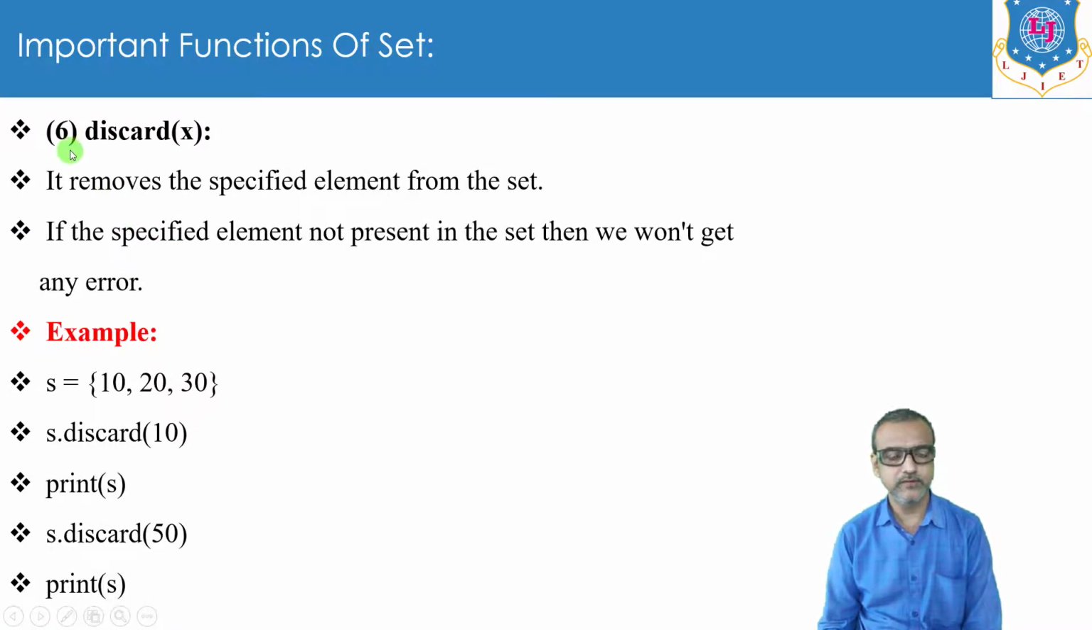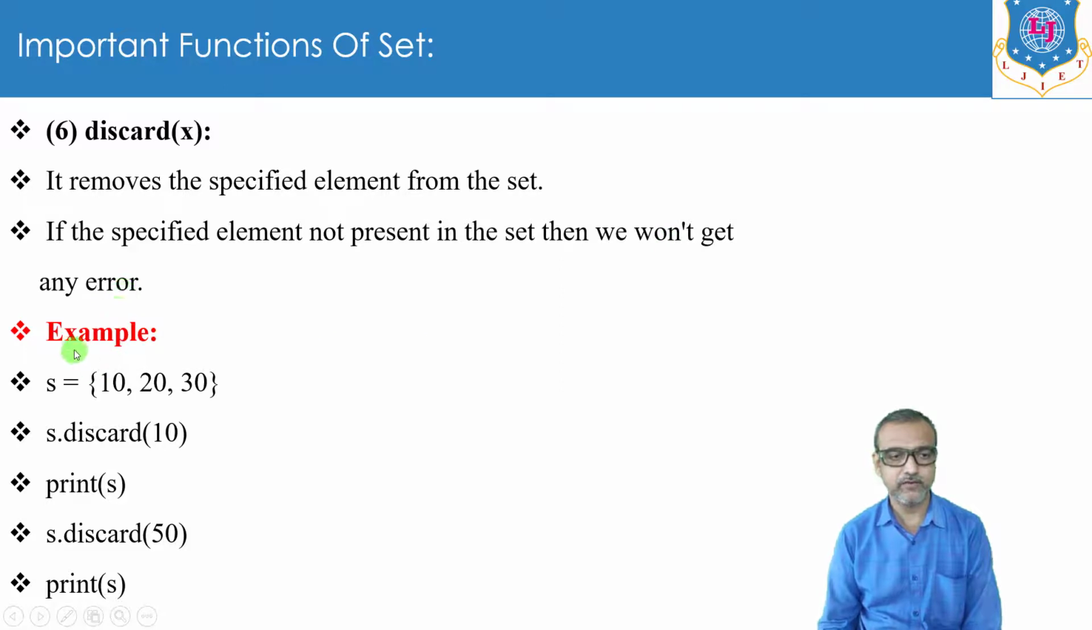Now we have function number 6, that is discard of X. Now what will this function do? It removes the specified element from the set. If the specified element is not present in the set, then we won't get any error. So just keep in mind the difference between remove of X and discard of X. If the specified element is not present in the case of remove of X, it will give us an error. But in the case of discard of X, if the specified element is not present, then it won't give us any error.